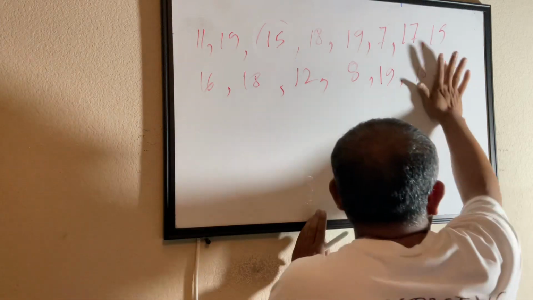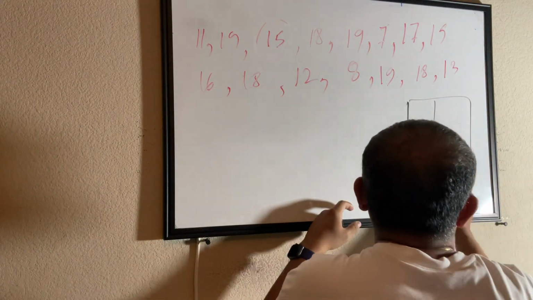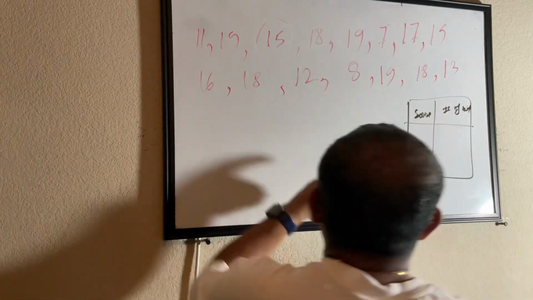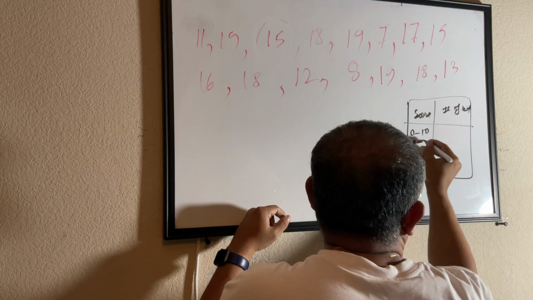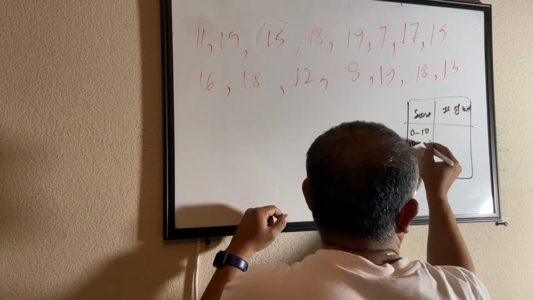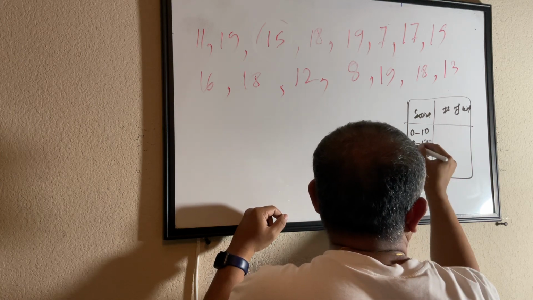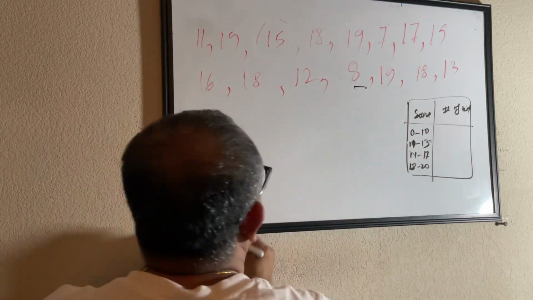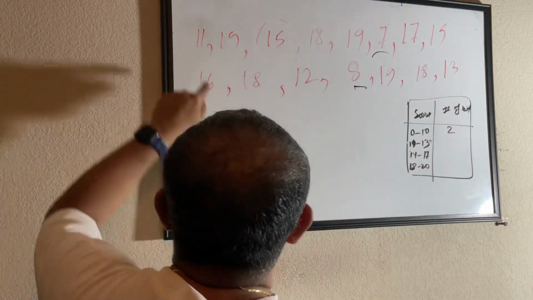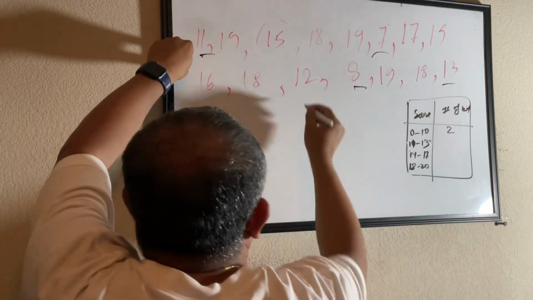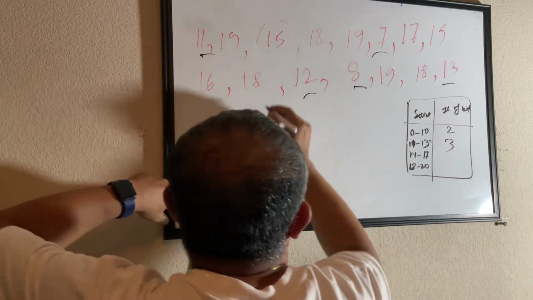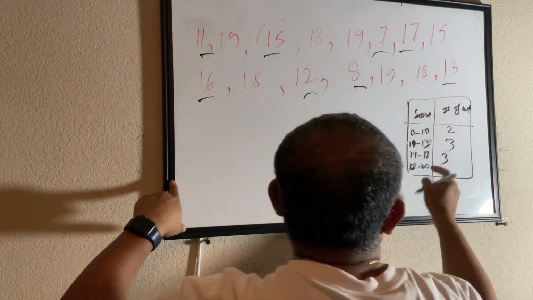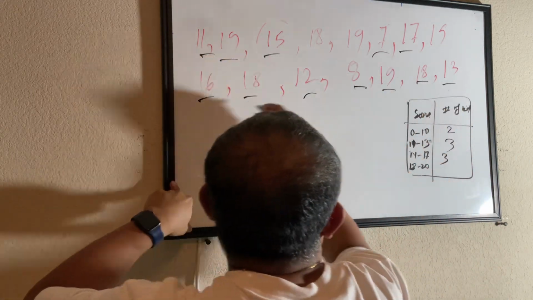Now, like we were discussing yesterday, let's put that in a table. Score, number of kids. I said, okay, let's say 0 to 10, 11 to 13, 14 to 17, 18 to 20. Now, 0 to 10, 1, 2. 11 to 13, 1, 2, 3. 14 to 17, 1, 2, 3. 18 to 20, 1, 2, 3, 4, 5, 6.